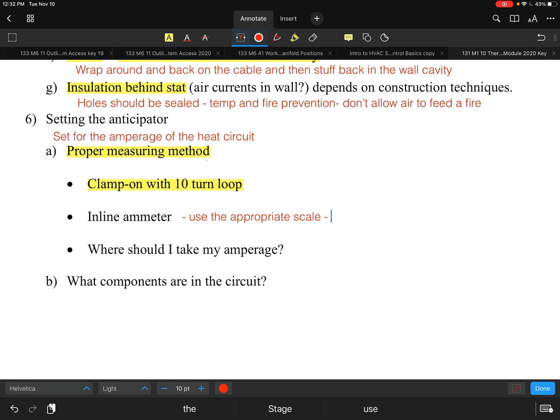Normally, like I said, you have to really look closely at it. Some of these inline ammeters might be limited to 0.4 amps or 0.5 amps. And what that may do is it literally could blow the fuse in your meter.